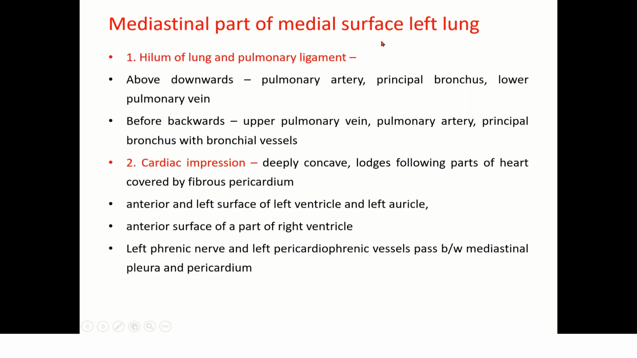So the mediastinal part of the medial surface of the left lung, as I said earlier, has the hilum of the lung and pulmonary ligament. Above downwards, it is the pulmonary artery, principal bronchus, and lower pulmonary vein. Before backwards, it will be the upper pulmonary vein, pulmonary artery, principal bronchus with bronchial vessels. So the cardiac impression is deeply concave, the largest, following parts of the heart covered by fibrous pericardium, namely the anterior and left surface of the left ventricle and left auricle, and the anterior surface of a part of the right ventricle. Then the left phrenic nerve and left pericardiophrenic vessels pass between the mediastinal pleura and the pericardium.